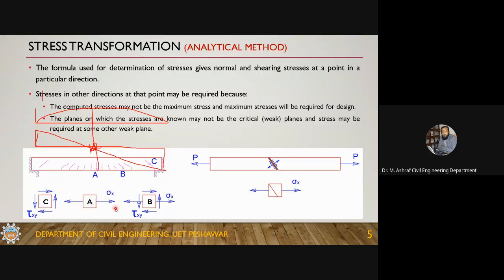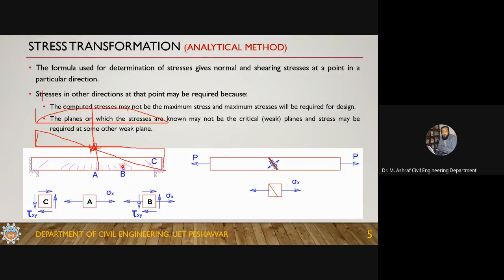And when you apply this stress, what will happen? A crack will be produced like this. And when you increase the bending moment, so the sigma x will increase, and what will happen? When you increase the load, the bending moment will increase, and finally a crack is produced. So this is the crack. So it is obvious that the crack is produced perpendicular to this one.